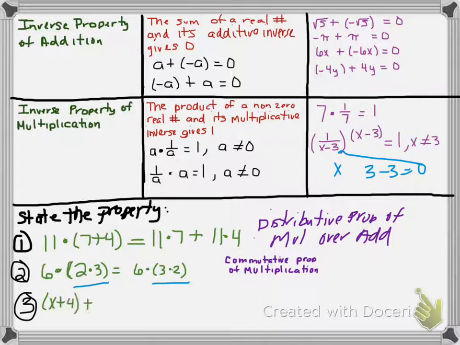The next one. So we have x plus 4 and then negative x plus 4. So what happens when you have a positive and a negative, and it's right there right on top? This becomes 0, and this is the inverse property of addition. So I know this was a lot of information, but it's nothing big. It's just a lot of work. It's a lot of writing.